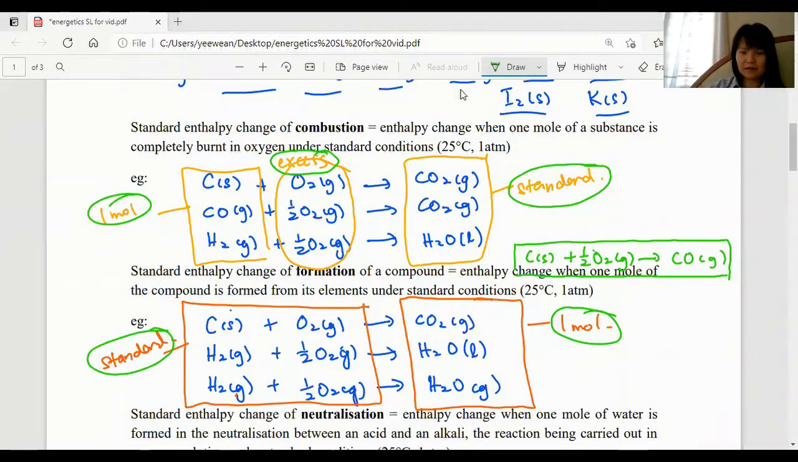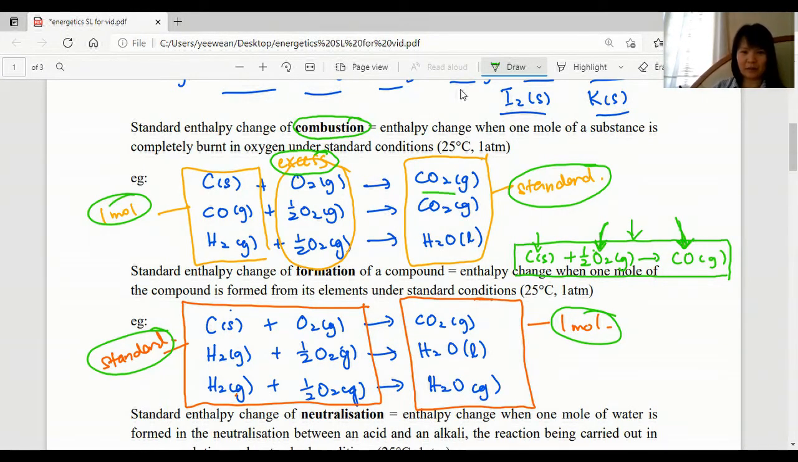Let me give you a second to figure out, is this the standard enthalpy change of combustion, formation, or both, or neither? Okay, let's figure this out together. So I have a mole of graphite here. I don't have enough oxygen to form standard products. So then it won't be the standard enthalpy change of combustion, because the oxygen is not enough to form the standard compound of carbon and oxygen. The standard compound for carbon and oxygen would be carbon dioxide.